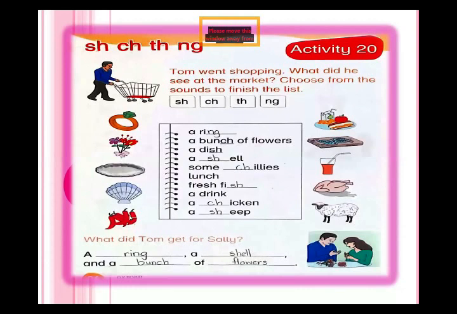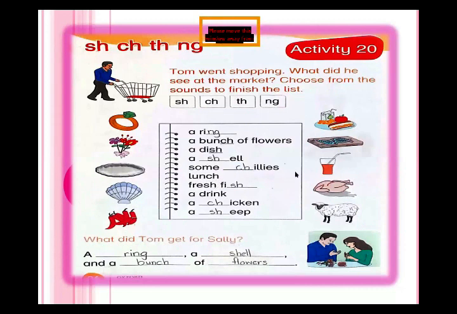Here are some chilies. The starting sound of chilies is cha. Put the cha sound here. Lunch. Do you know the ending sound of lunch? Yes, cha. Lunch ending sound is cha.